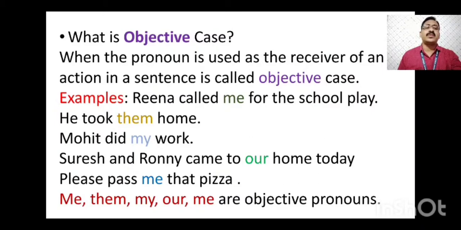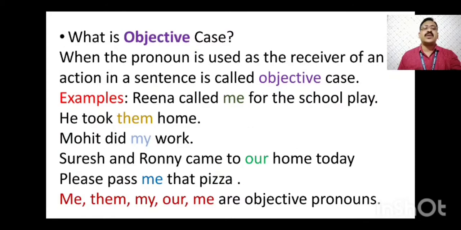Rina called me for the school play. He took them home. Mohit did my work. Suresh and Ronnie came to our home today. Please pass me that pizza. Here you can see first sentence me, second sentence them, third sentence my, fourth one our, fifth sentence me.